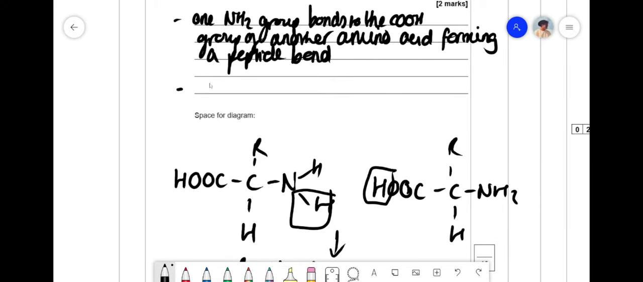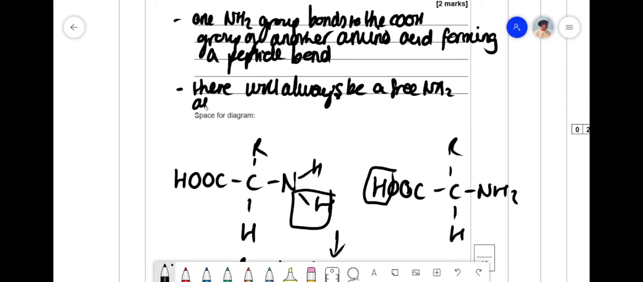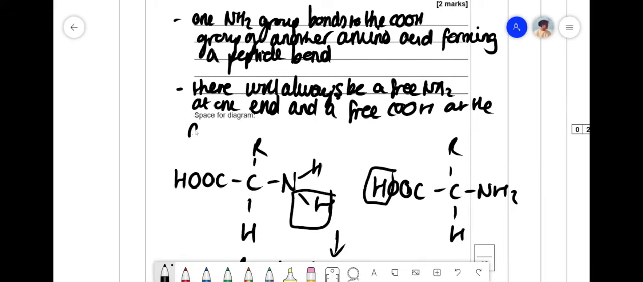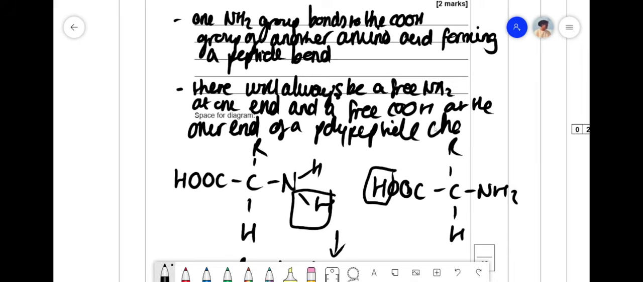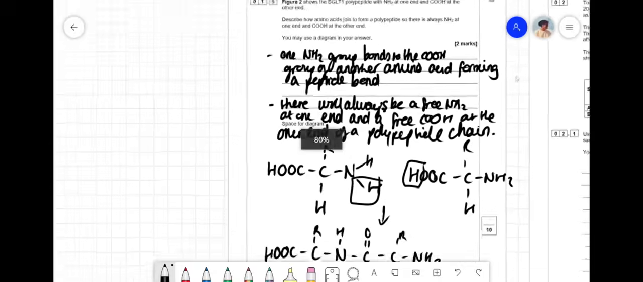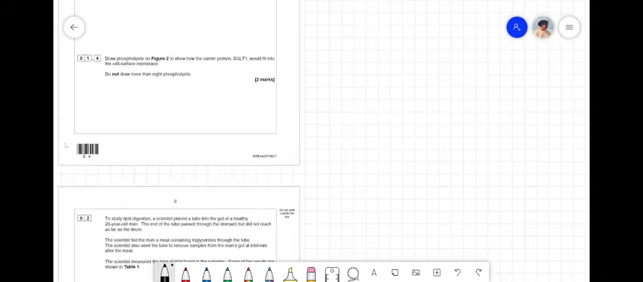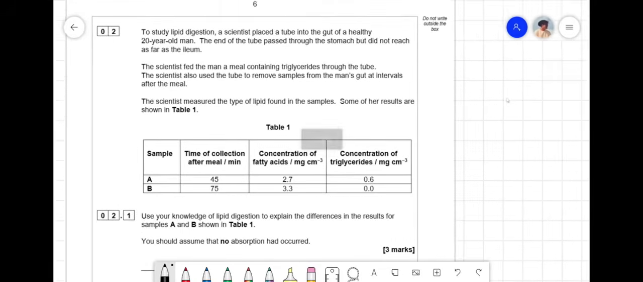So how would I phrase this? There will always be a free NH2 at one end and a free COOH at the other end of a polypeptide chain. That's what I would write. Okay, so there's that. Question 2 then.